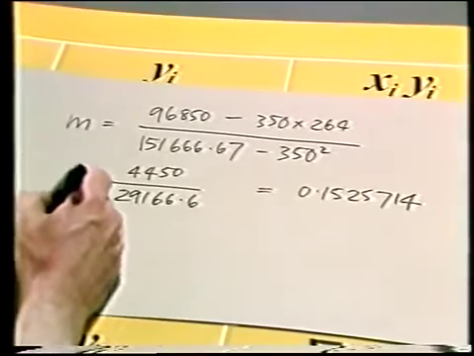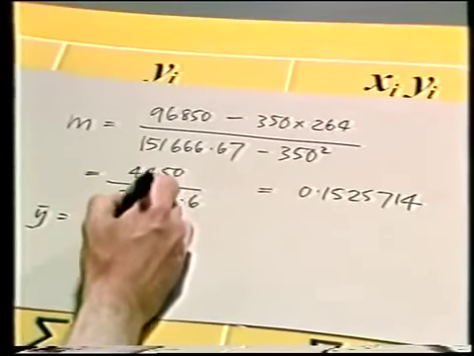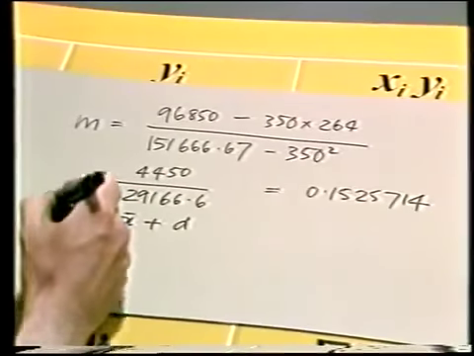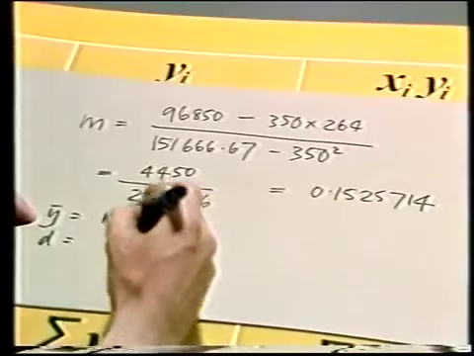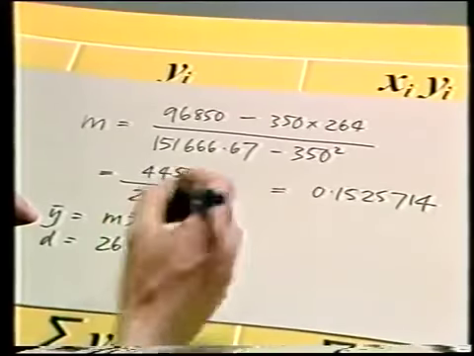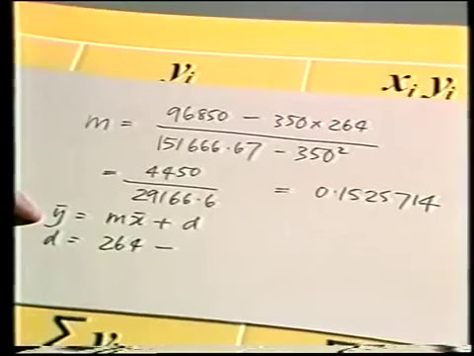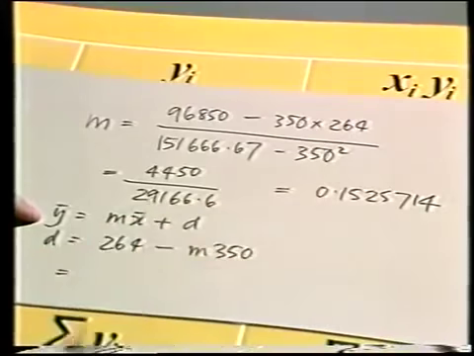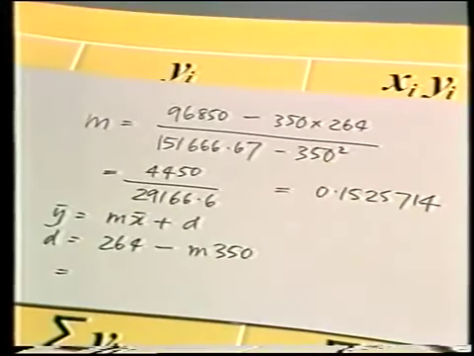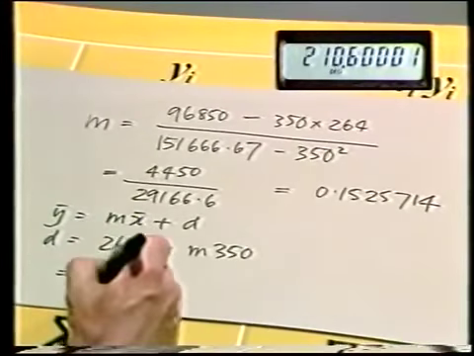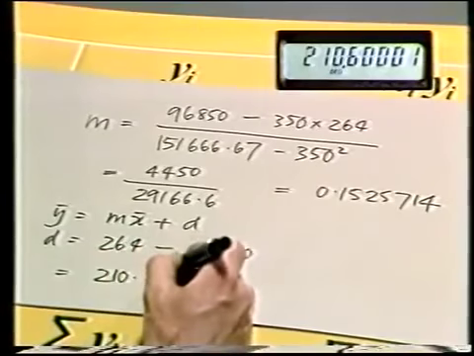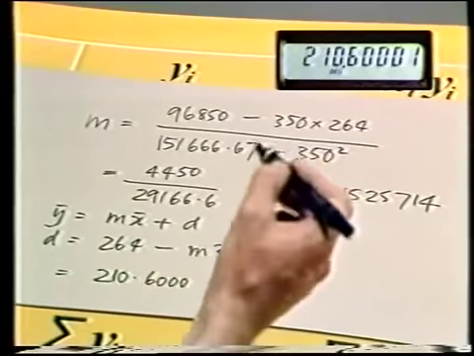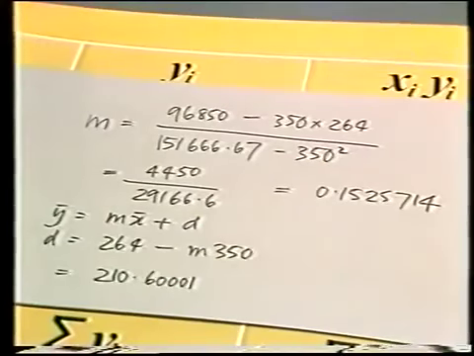And of course, to find the value of d, we're going to use this formula once again. So that says that d is equal to the mean of the y's, that's 264, minus m, that's that number, times the mean of the x's, 350. Have you worked that out? I bet one of the disadvantages of doing this is you've probably had to key in that value of m again. Okay, there we are. It's 210.6000301. Right, great. So that gives us the y-intercept for our best fitting line.